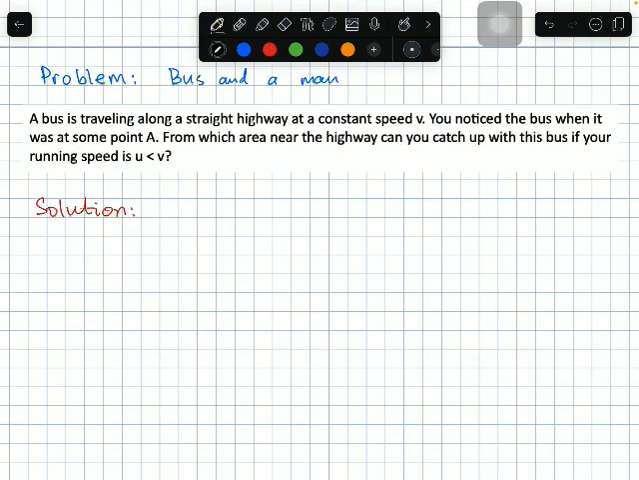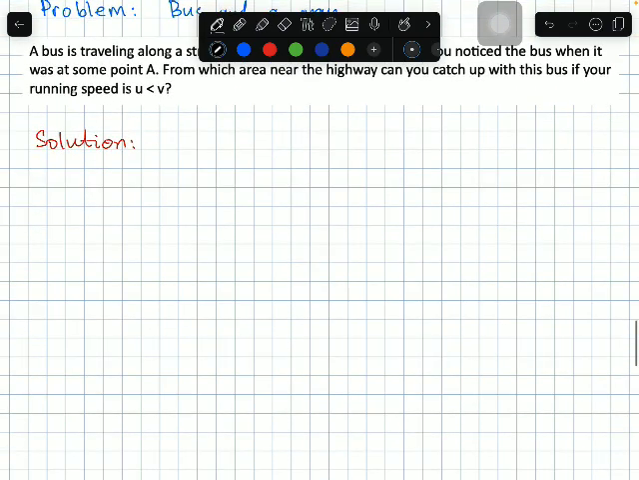Okay, so we have a straight road and there is a bus traveling along it at a speed v, and you are standing somewhere here and you want to catch up with the bus. Okay, obviously there are many different ways you could run.